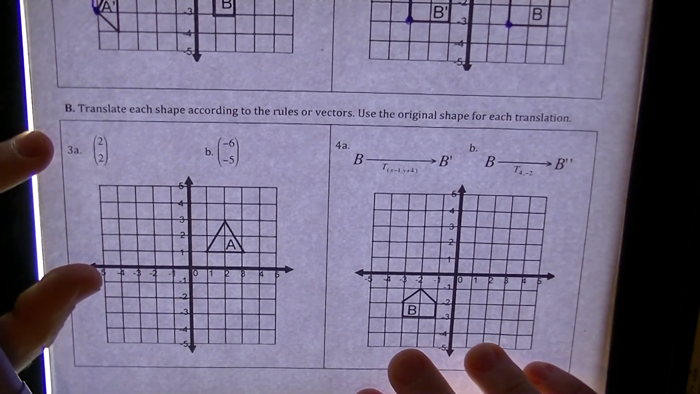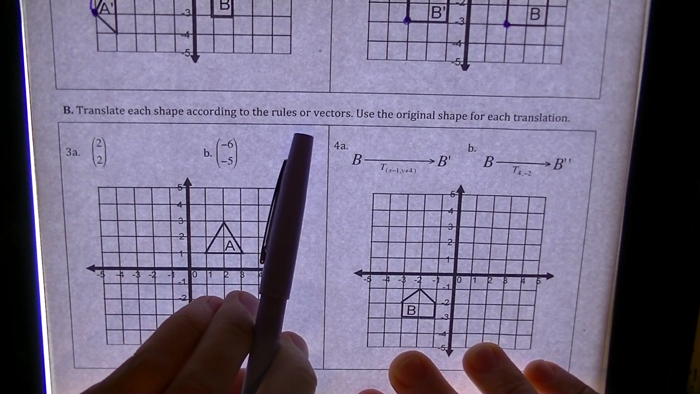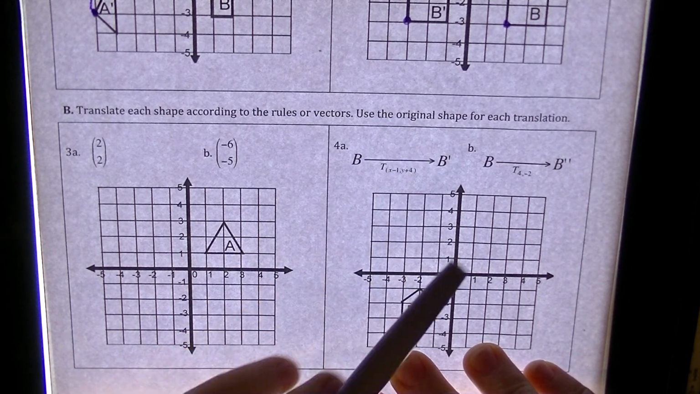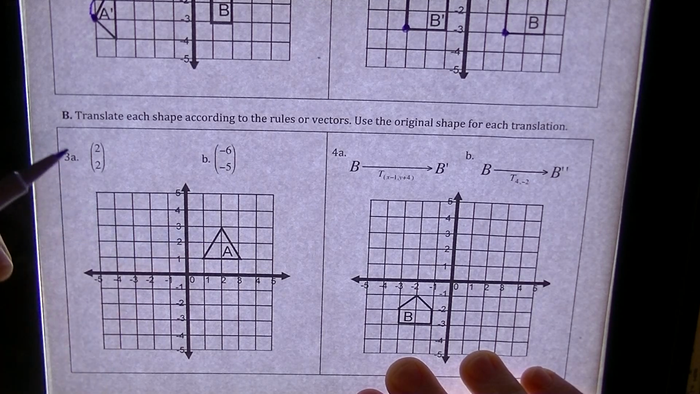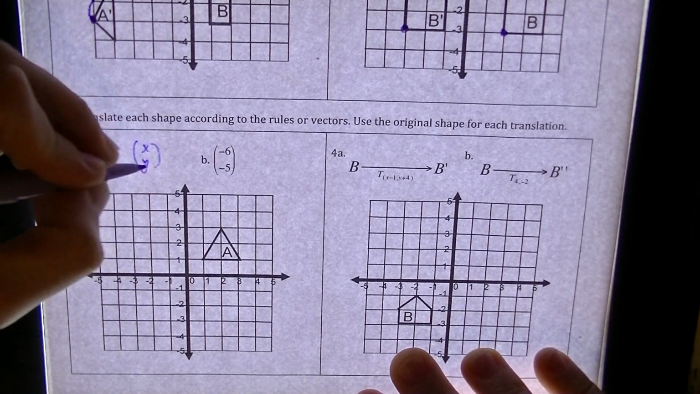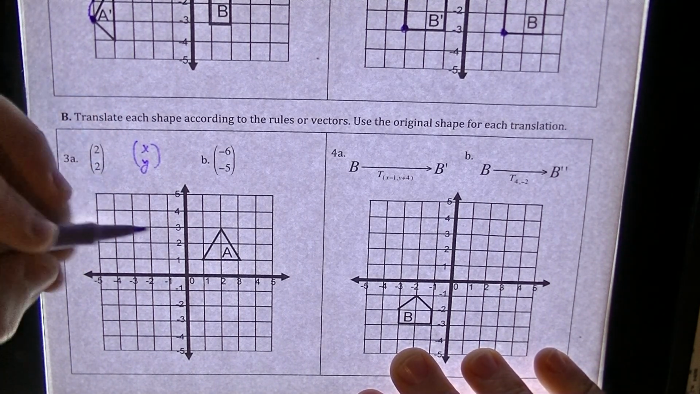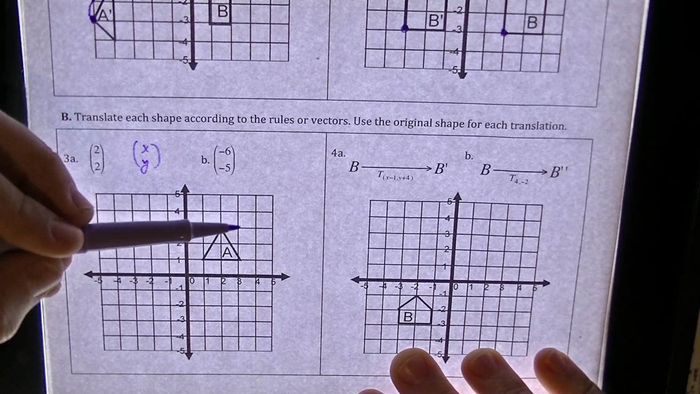Now in this one, it wants me to translate each shape according to the rules or vectors using the original shape for each translation. So I started with A over here, and this wants me to translate it using this vector, which is 2 on the top, 2 on the bottom. Well, I know that it does X on top, Y on the bottom. If it's positive in the X, I'm going to the right.